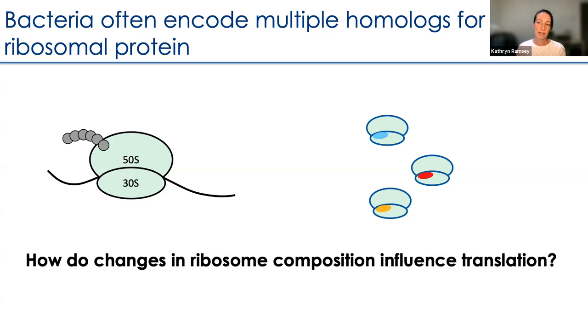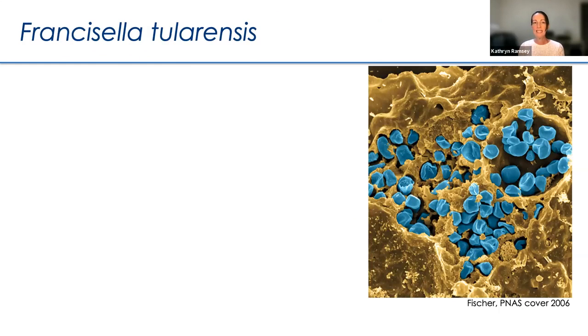This is an open question in bacteria. This isn't particularly well understood, and some early results are indicating that changes in ribosome composition can in fact influence translation and regulate gene expression. And so I'm going to tell you a bit of a story about this today in relation to my favorite organism, Francisella tularensis. Here you can see these bacteria, which are colored in blue.